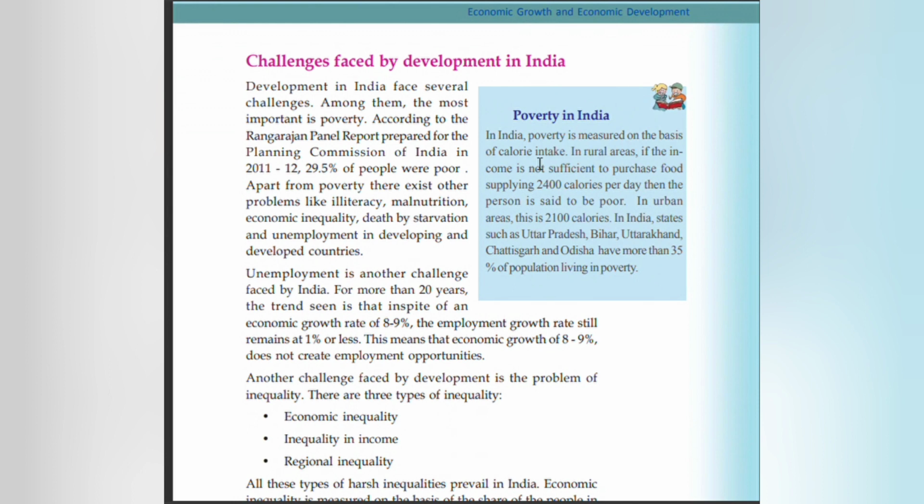Poverty in India. In India, poverty is measured on the basis of caloric intake. In rural areas, if the income is not sufficient to purchase food supplying 2400 calories per day, a person is said to be poor. In urban areas, this is 2100 calories. In India, states such as Uttar Pradesh, Bihar, Uttarakhand, Chhattisgarh, Orissa have more than 35% of population living in poverty.